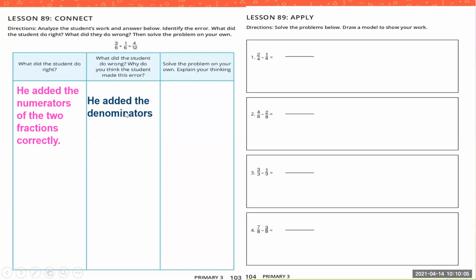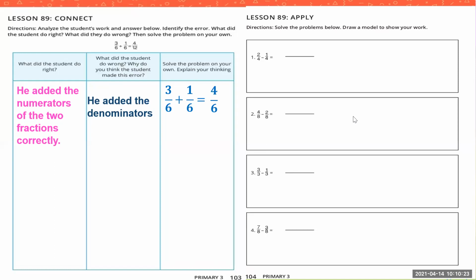It's not right. He shouldn't add denominators. So the answer should be, we will put 6 as it is and add 3 plus 1. So it will be 4 over 6.